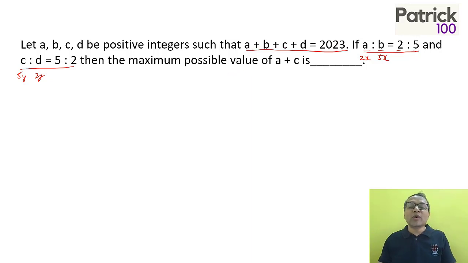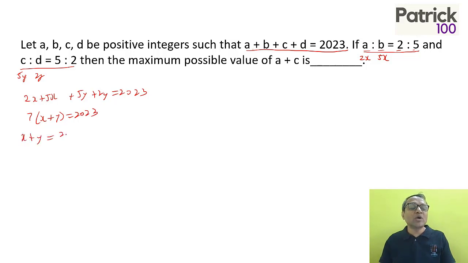So if I substitute this, what do I get for A plus B plus C plus D? You will get 2x plus 5x plus 5y plus 2y equal to 2023. Take 7 common, you get x plus y as 2023 upon 7. Divide: 7 2s are 14, 7 8s are 56, 63, and 7 9s are 63, so 289 is what you get.